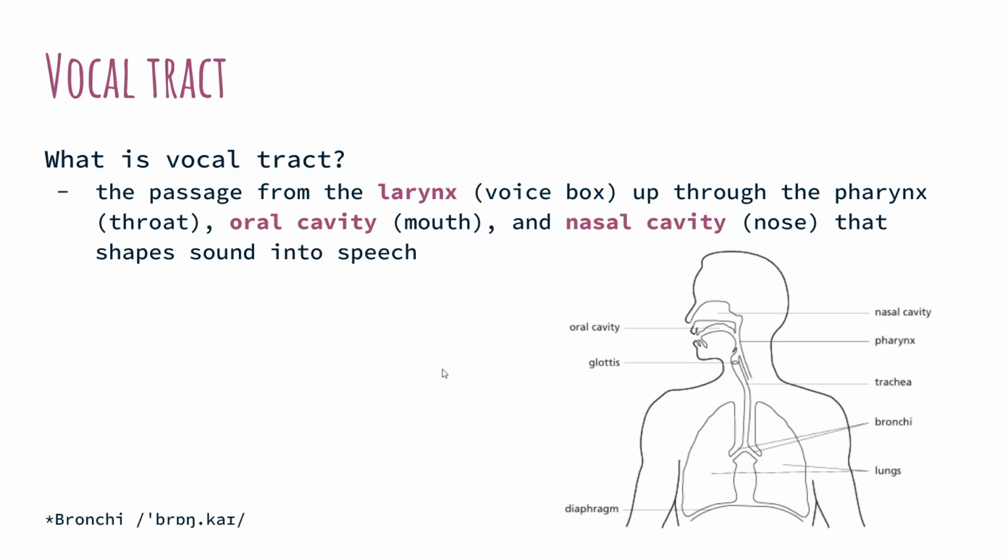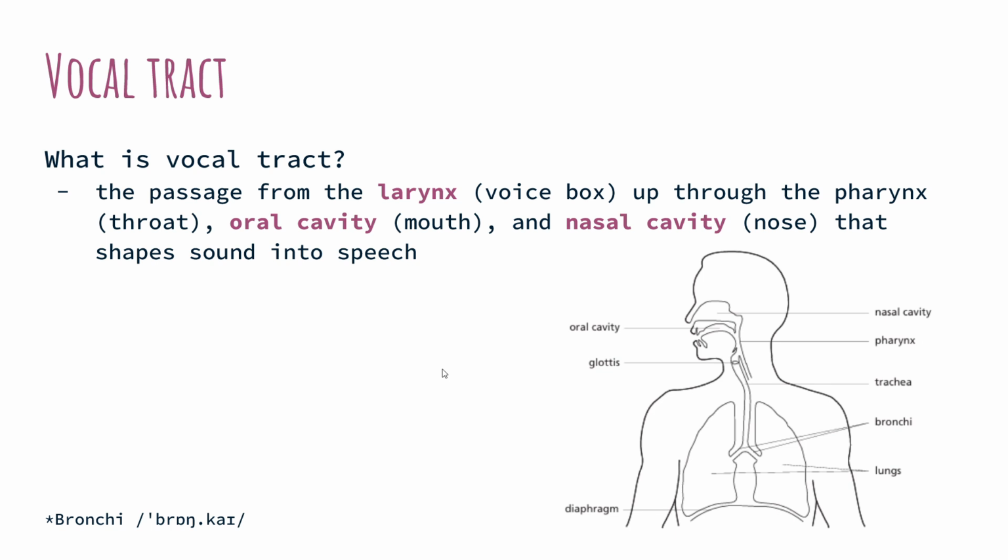Firstly, let's look at the vocal tract. What is the vocal tract? The vocal tract is the passage from the larynx, which is also called the voice box, up through the pharynx, which we call the throat, to the oral cavity, which we normally call the mouth, and the nasal cavity, which we normally call the nose, that shapes sound into speech. Generally speaking, in order to know the vocal tract, we have to look at the airflow, from the lungs till it is out of the mouth.